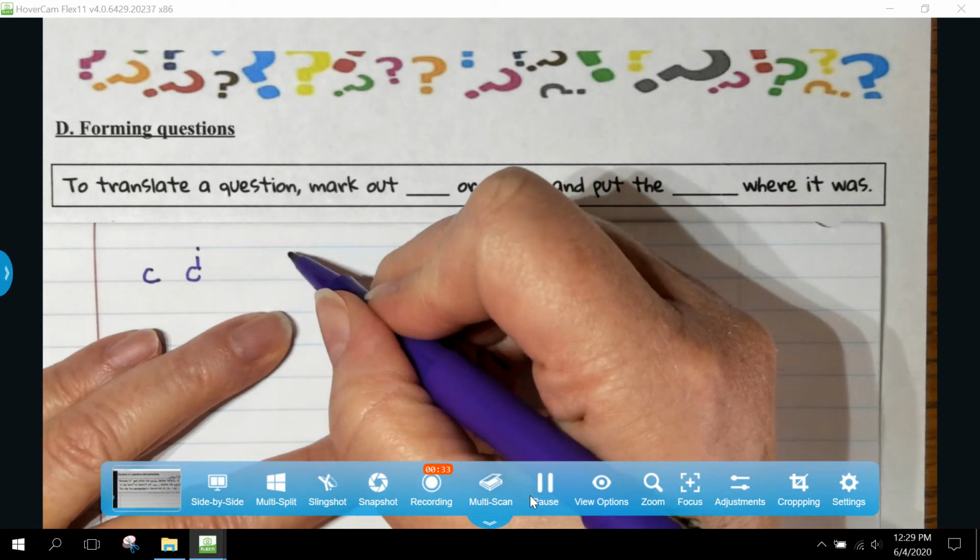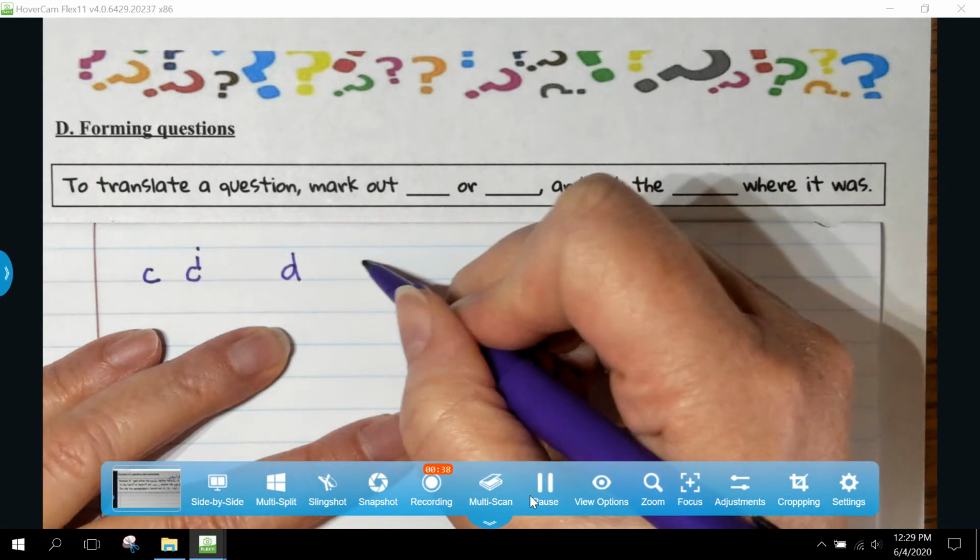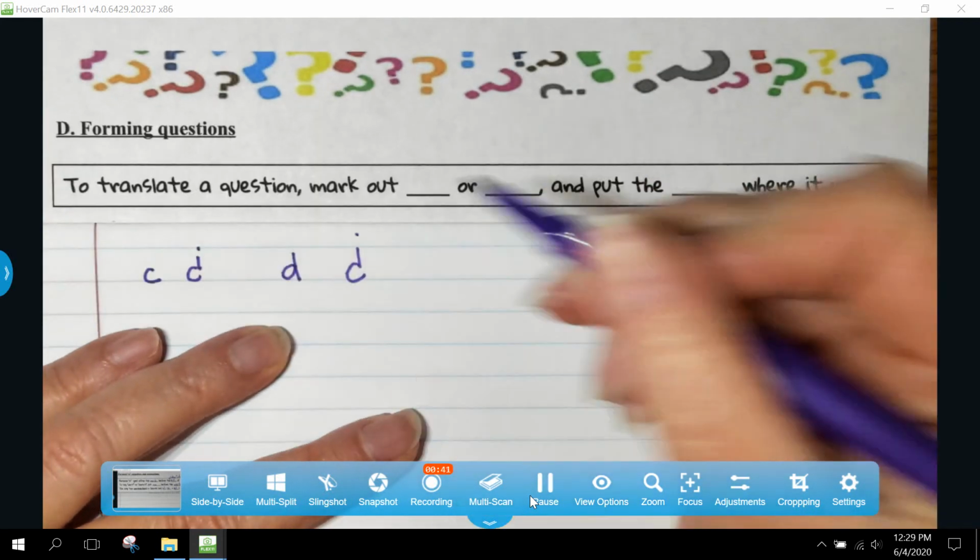The second most common is if you're trying to make the letter D, for example, just don't close it and put the dot above it.